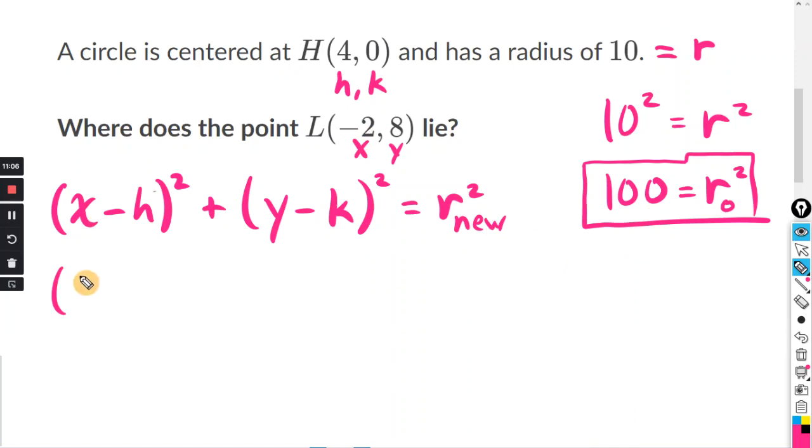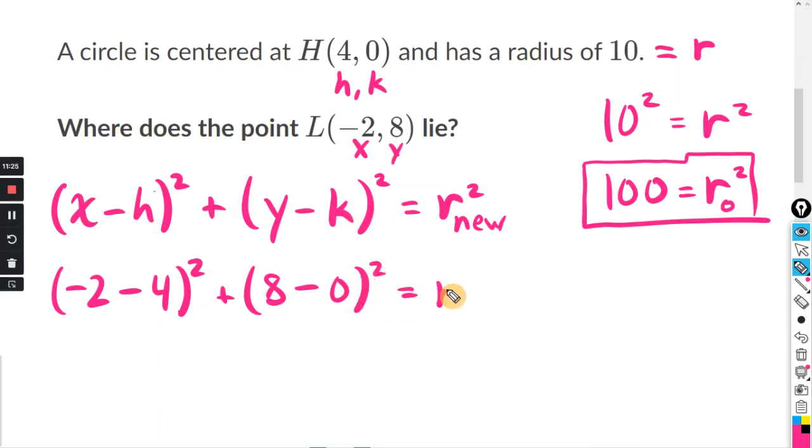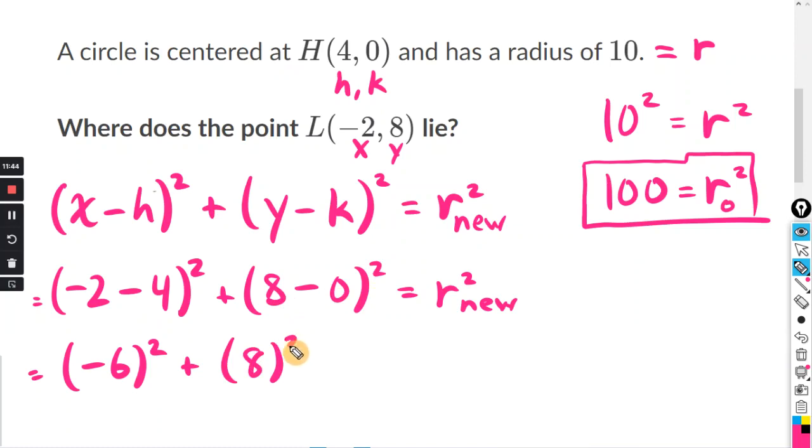x is -2 minus h, which is 4, and that gets squared. y is +8 minus k, which is 0, and that's squared. That's going to be the new r squared. -2 minus 4 is -6, and that's still squared. 8 minus 0 is +8, and that's still squared.